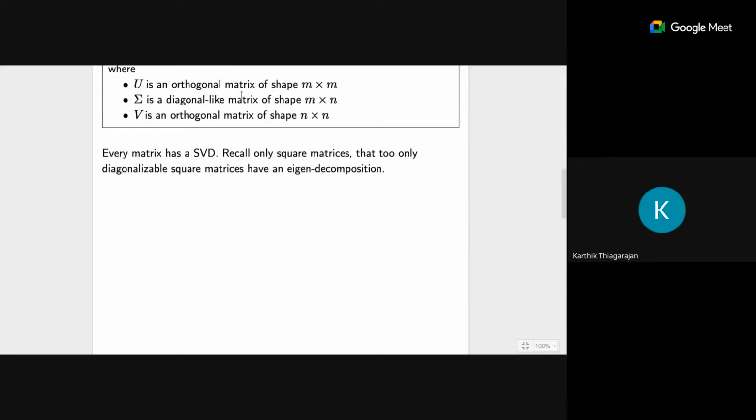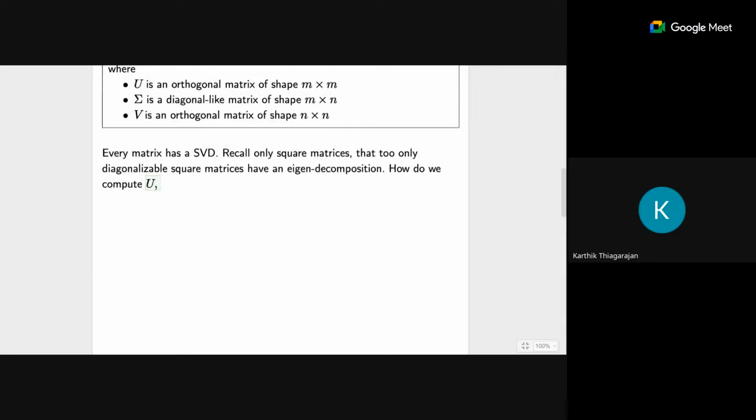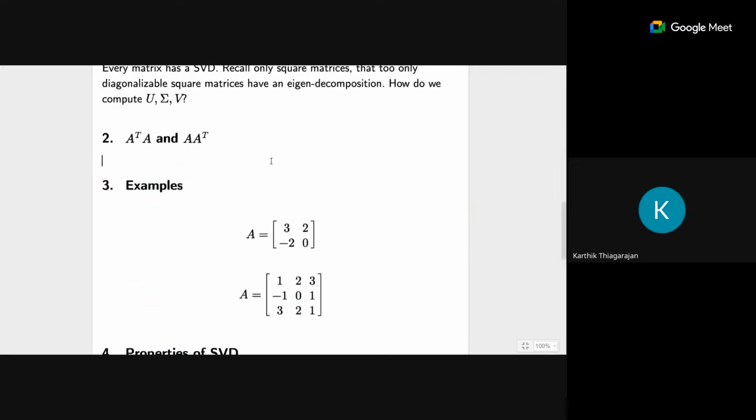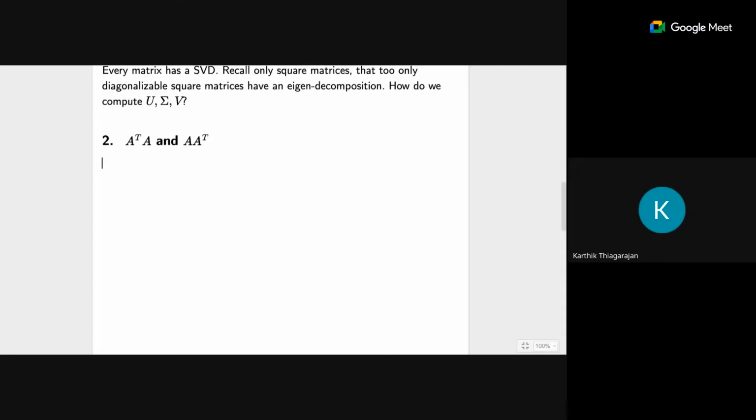So the next question is, how do we compute U, sigma and V? That is what we are going to do. But if you want to understand that, you have to understand something about these two matrices. These two are the key to understanding how to compute U, sigma and V. So we will study the matrices A transpose and A transpose A.